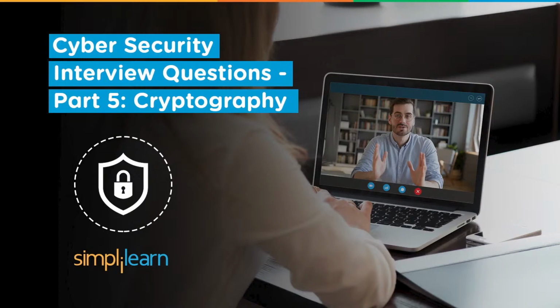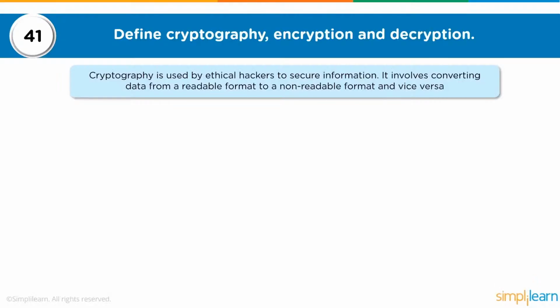Our experienced instructor Bipin will take you through these questions. So, let's get started. The first question: define cryptography, encryption and decryption. Now, cryptography is used by security professionals to scramble data into non-readable format, which is used in securing that information.